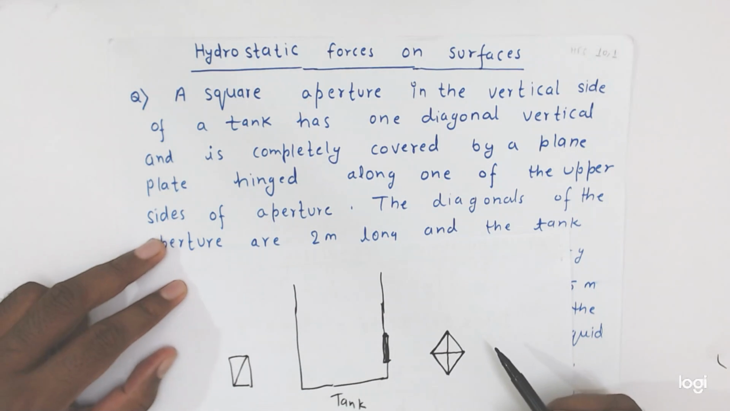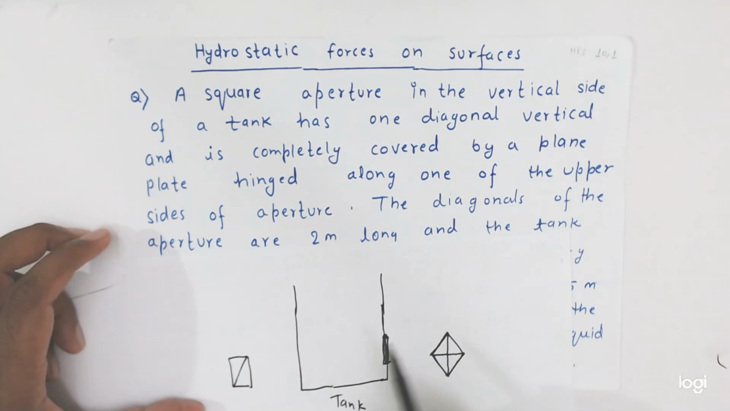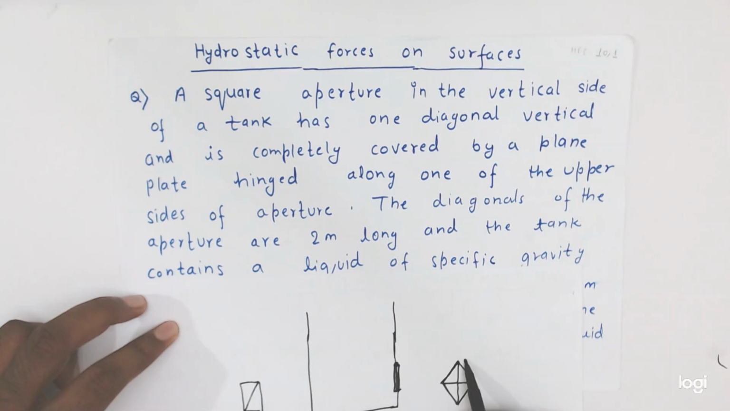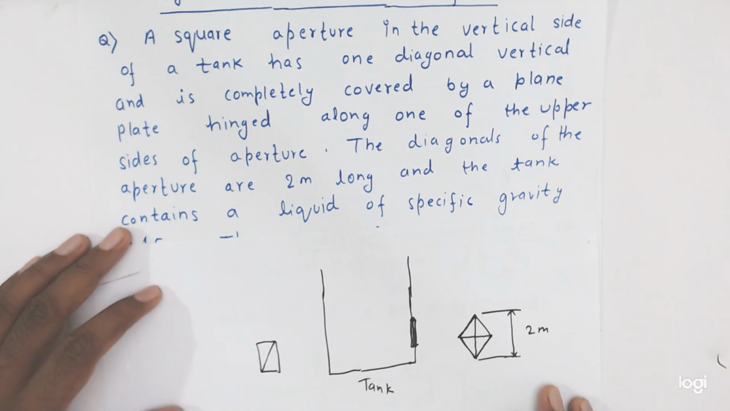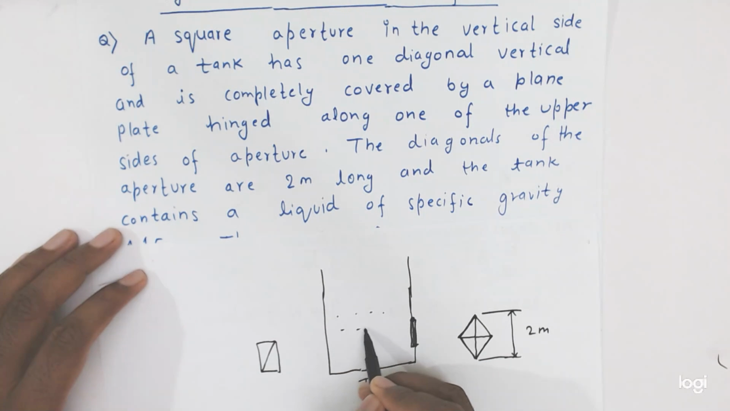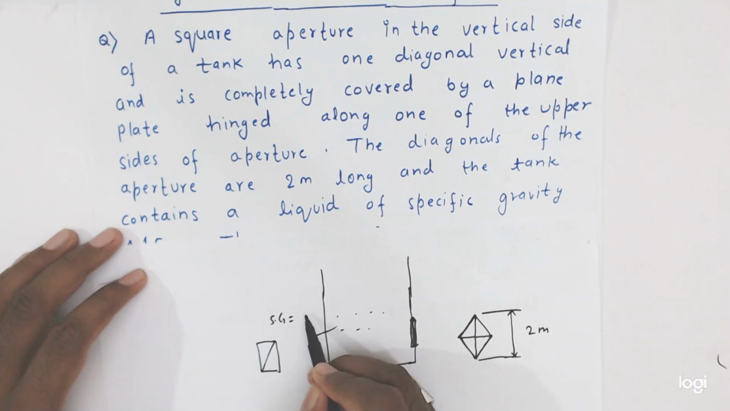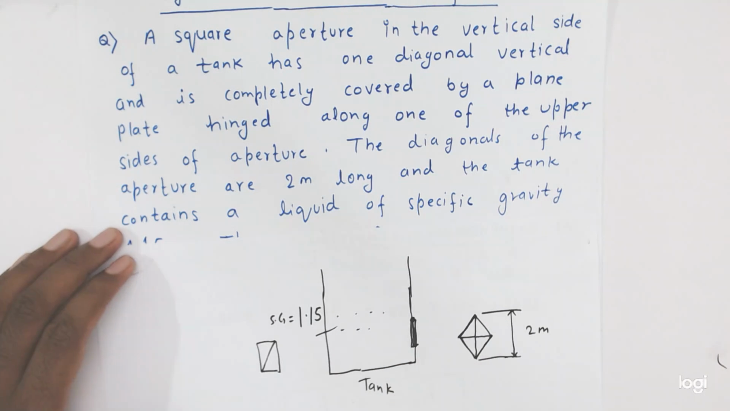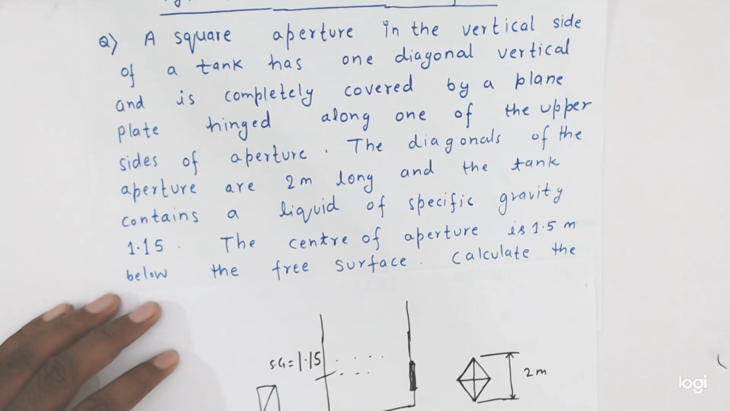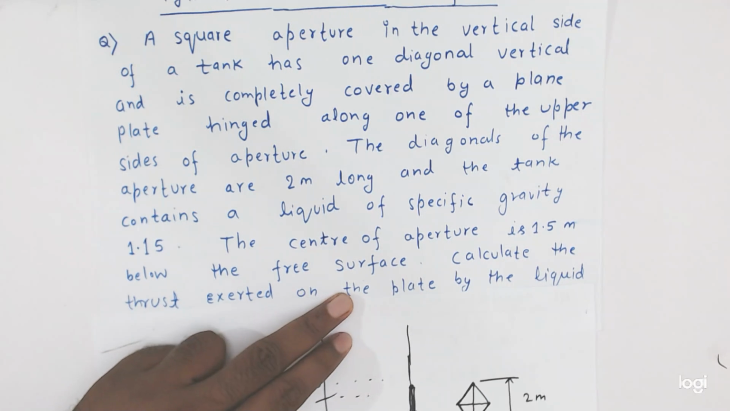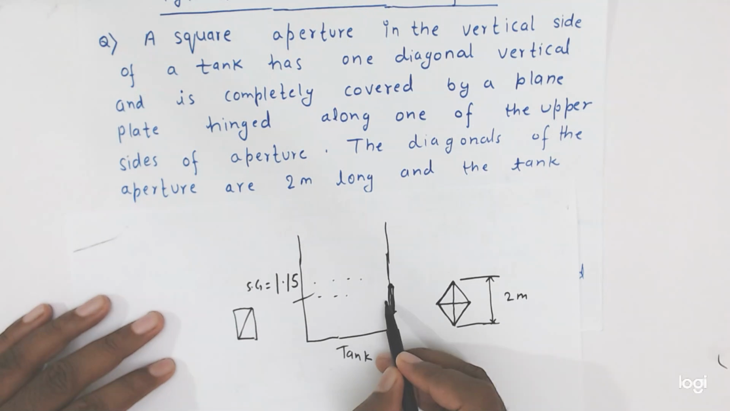It is saying that the diagonals of the aperture are 2 meter long, and the tank contains a liquid of specific gravity, that is, the liquid's specific gravity is equal to 1.15. The center of aperture is 1.5 meter below the free surface. Okay friends, if this is the center, this center is 1.5 meter below.